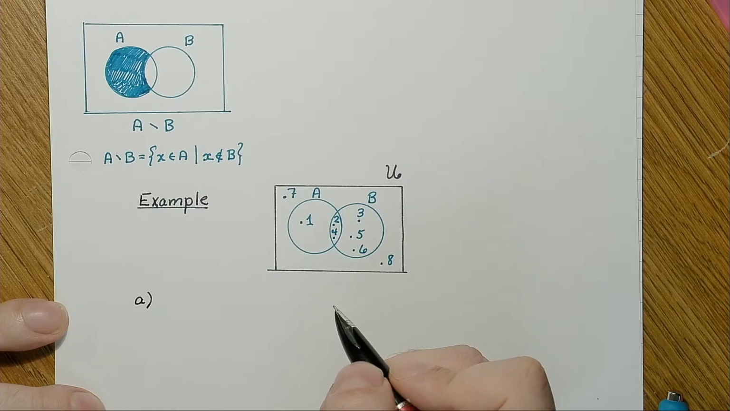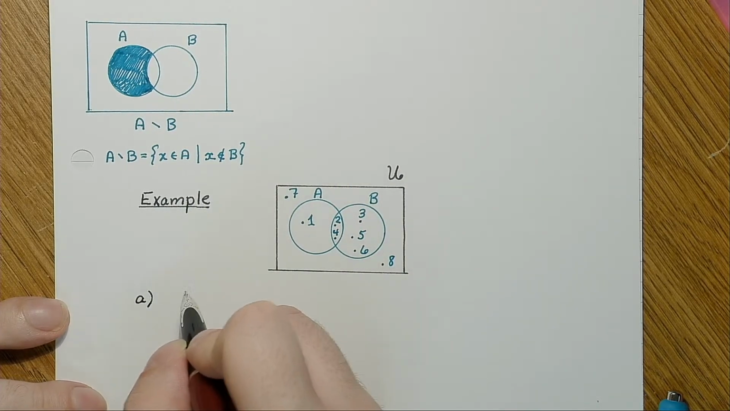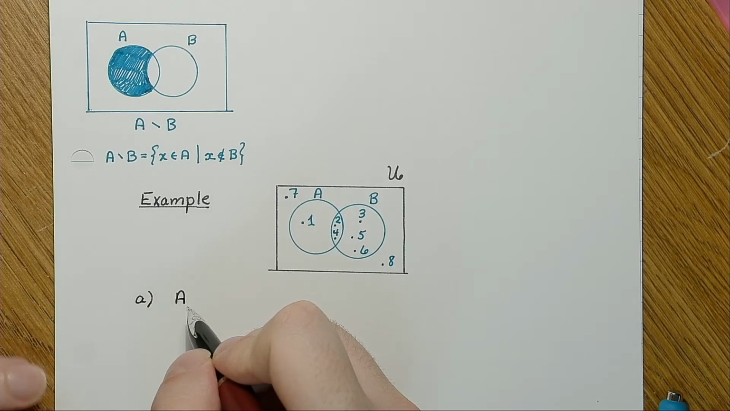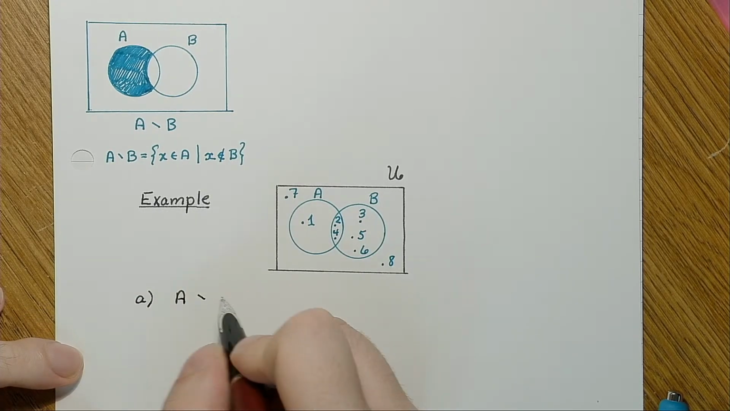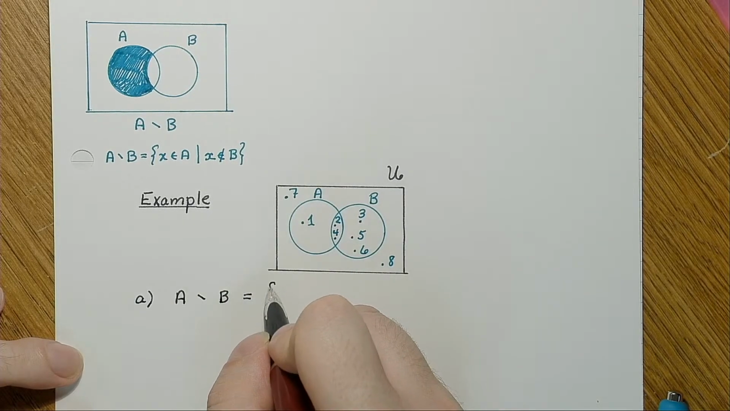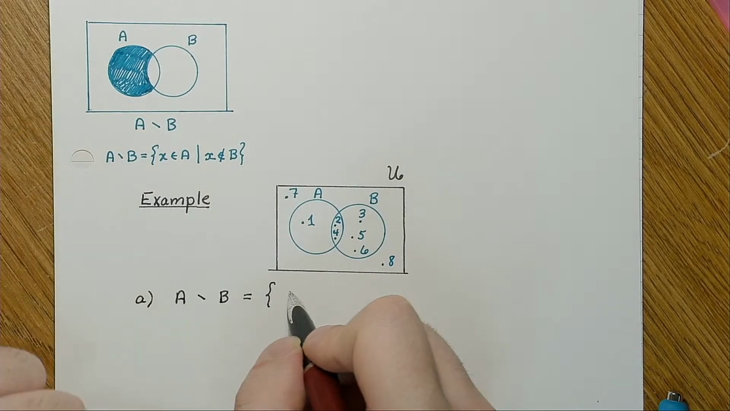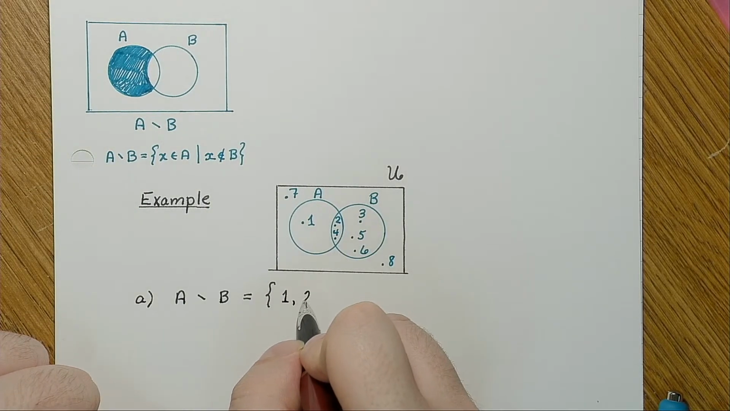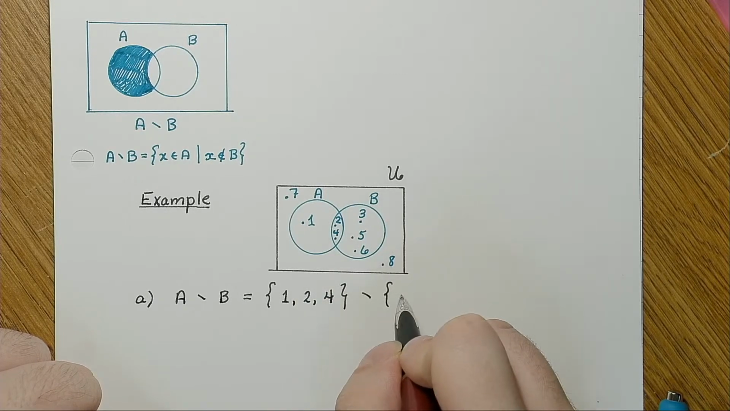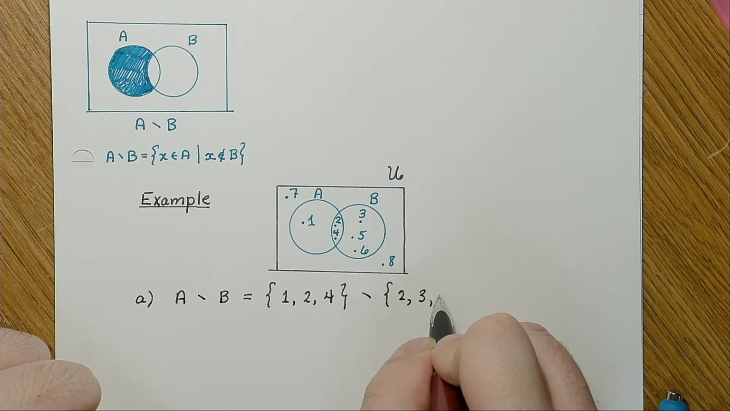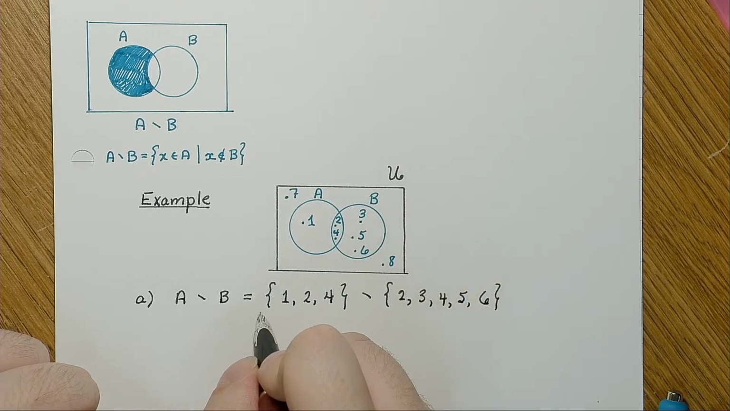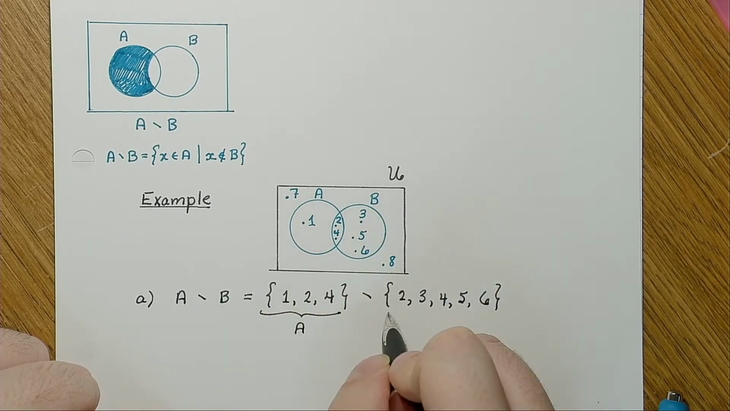So for this part, say I want to do A take away B. In this case, I have all my elements in A, so it's 1, 2, 4. And I take away from 2, 3, 4, 5, and 6. Those are all the elements in B.